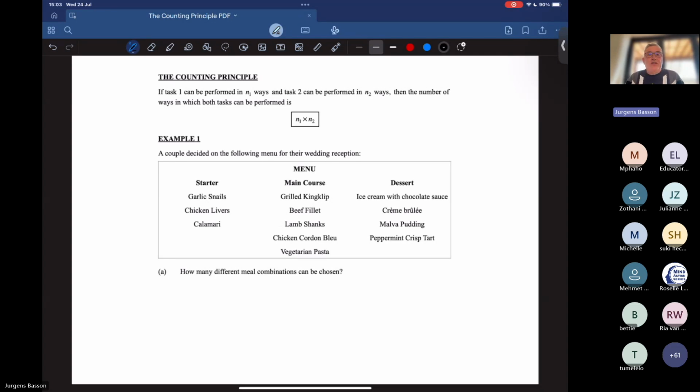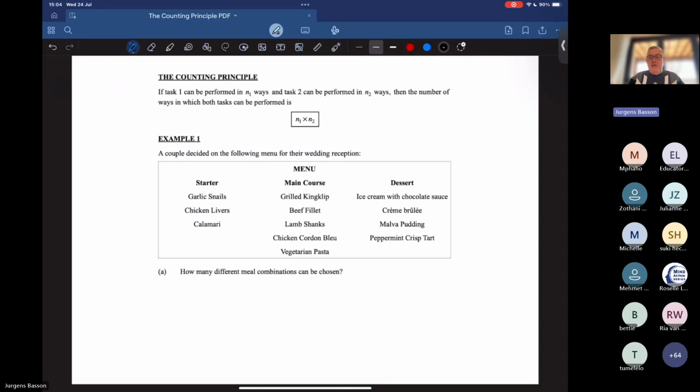So you will notice on this first page there's a short little definition that I've put in here. I said there that if task 1 can be performed in N1 ways and task 2 can be performed in N2 ways, then the number of ways in which both tasks can be performed is N1 times N2. So first of all, when we look at a question, we need to determine how many tasks there are, and then how many ways we can do every task.